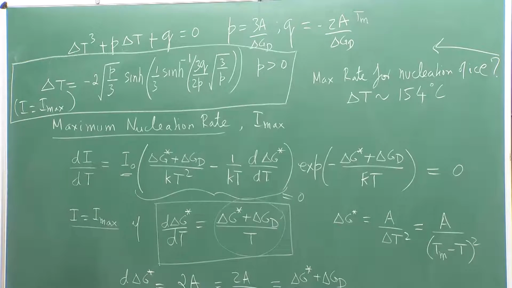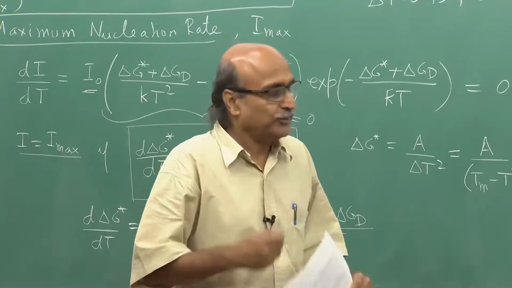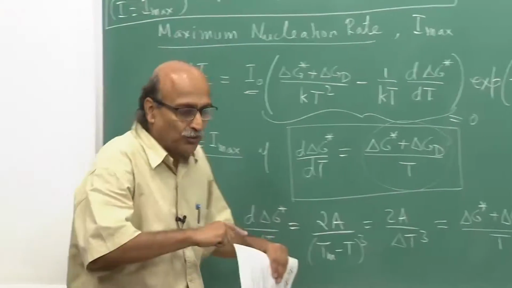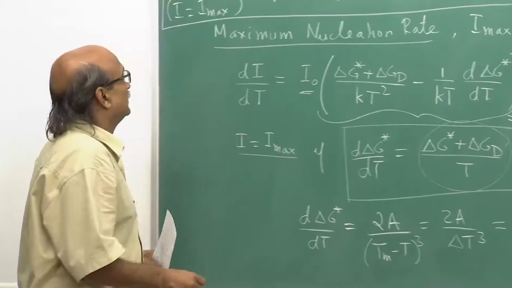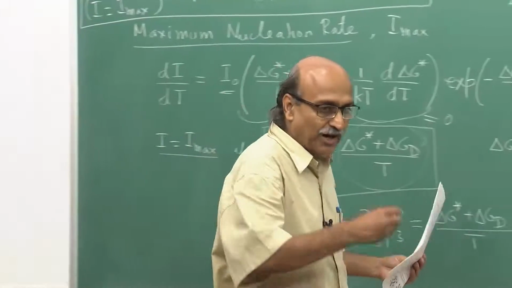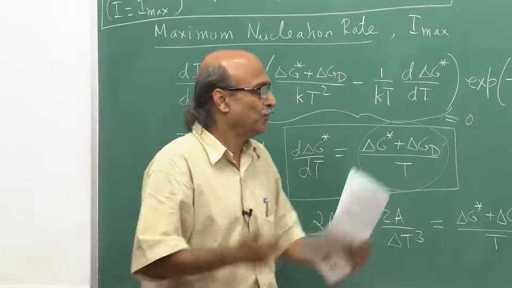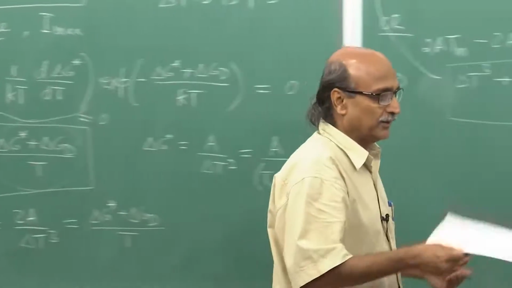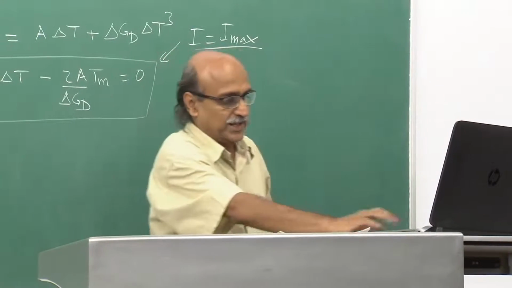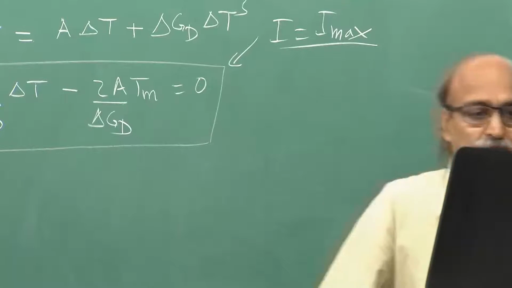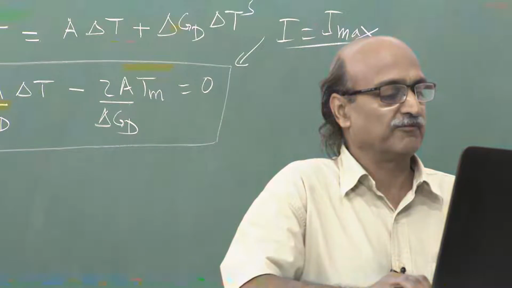So what I will do next is, let me quickly, using a spreadsheet, calculate how this function looks like, the nucleation rate function, that is how the nucleation rate changes with the undercooling. And it is very easy to do using a spreadsheet like Microsoft Excel. So let me take up this. So here I have a spreadsheet open.